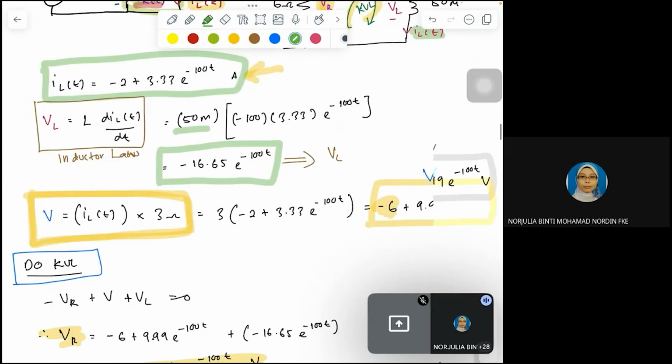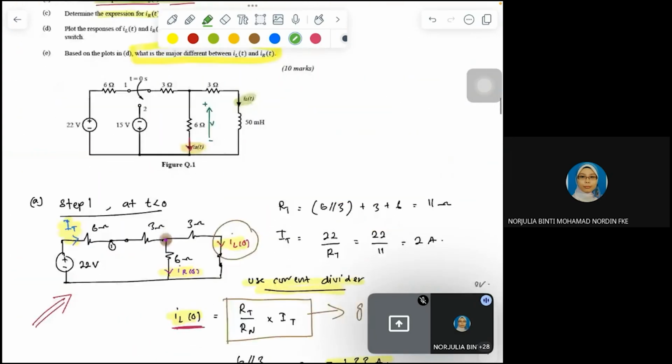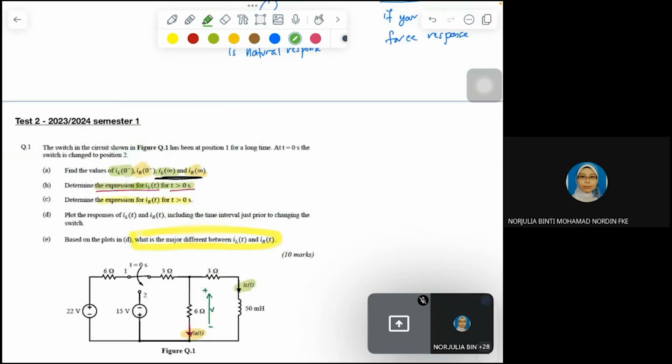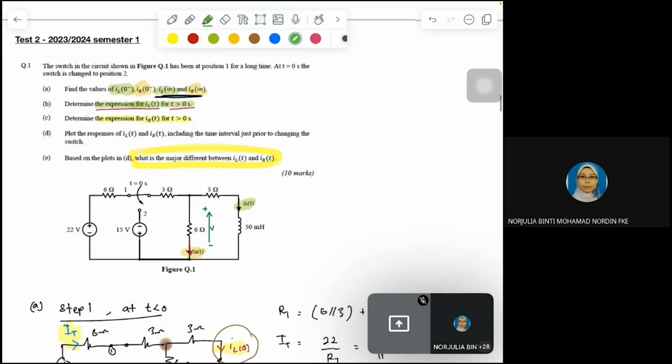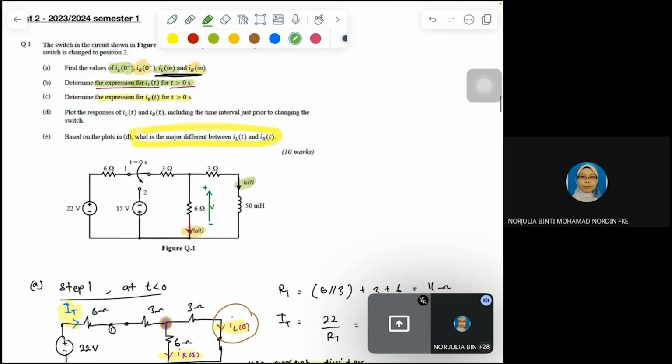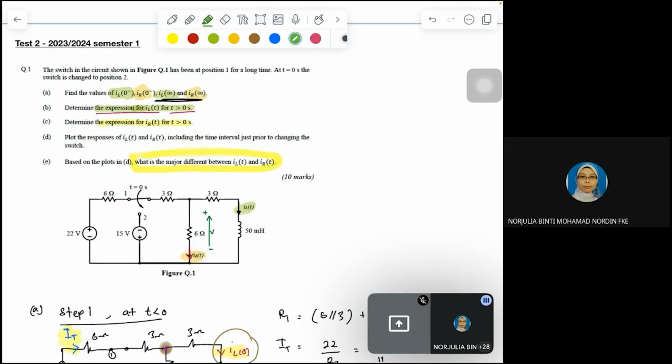So all this workflow carries 10 marks. It's quite a lot, but if you practice enough, you are able to answer this kind of question in less than 80 minutes.